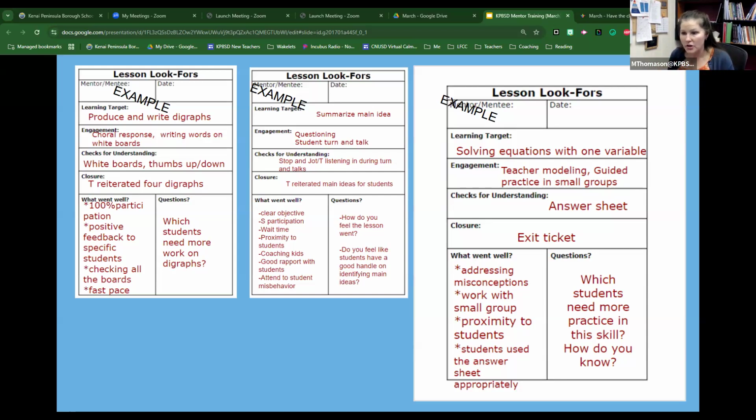And that's really what you want to fill in with as much detail as possible. And on this particular example, you'll notice there's just one question, which students need more practice in the skill. And this is your opportunity to scribe a question for the debrief where you want the conversation to go. Again, remember that as the mentor, you're the cheerleader. Your role is not to pose any concerns. Your role is to be a cheerleader and give them opportunities for reflection.